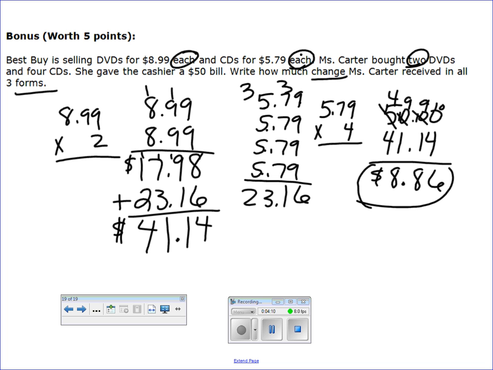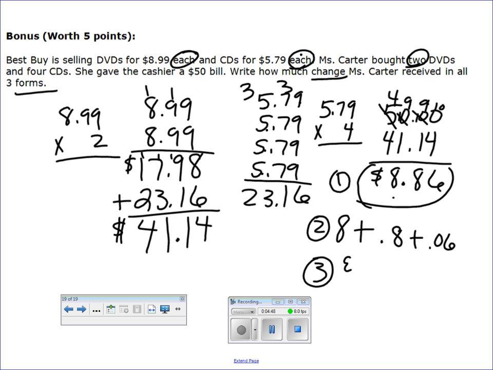Okay, so the first form would be the word form, expanded form, and then of course you have it in standard form here. So that is standard. The expanded form would be 8 plus 0.8 because it's in the tenths place value, plus 0.06 because it is in the hundredths place value. So you have 2 forms, and your final form would be in word form.